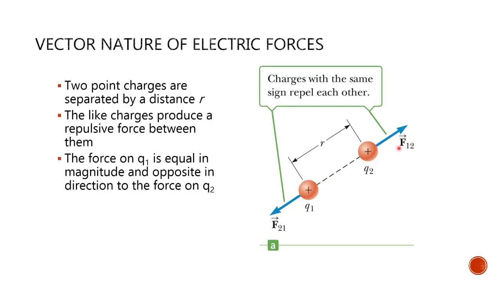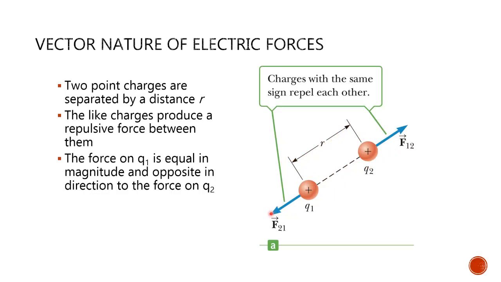Since they are of the same sign, they are both positive, so the force is repulsion. This is the R, the distance between the two spheres. And these are the forces acting on Q1 and Q2 respectively.